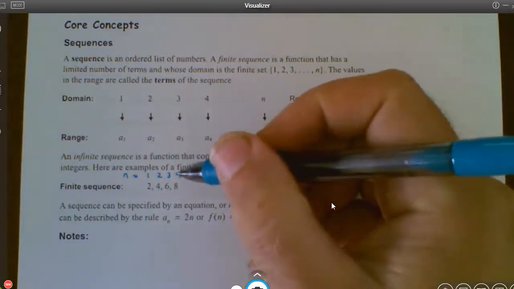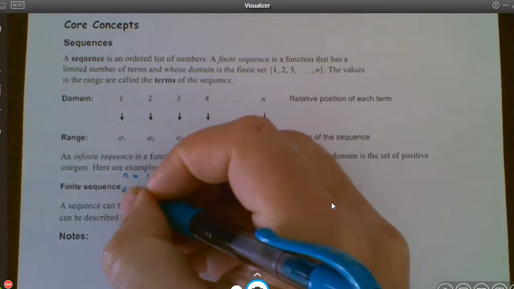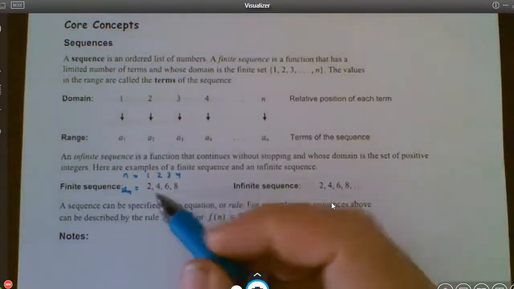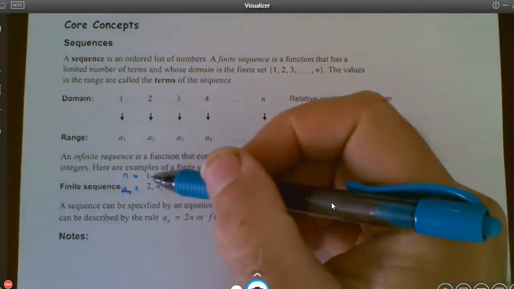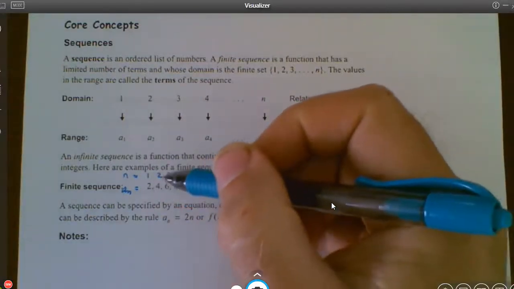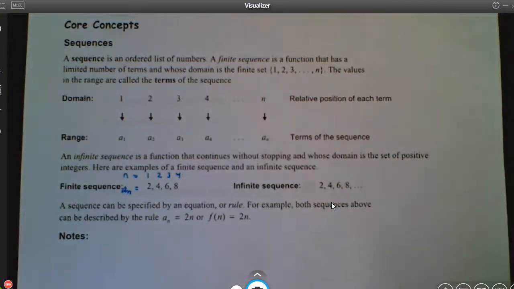So n represents the term number, and then a of n represents the value of that term. We would read this as the first term is 2, or the second term has a value of 4, and so on. So that's just the basic description of these.